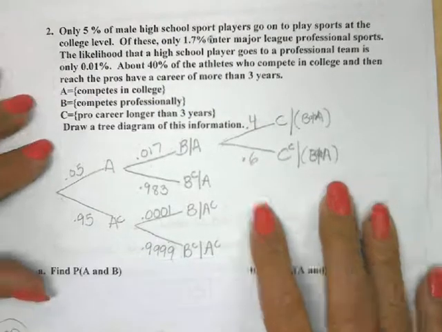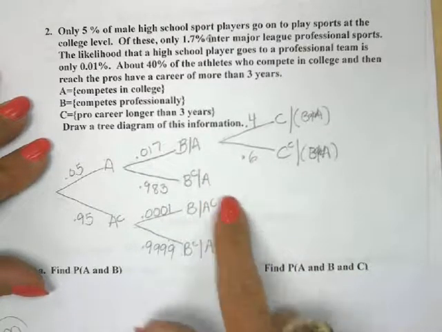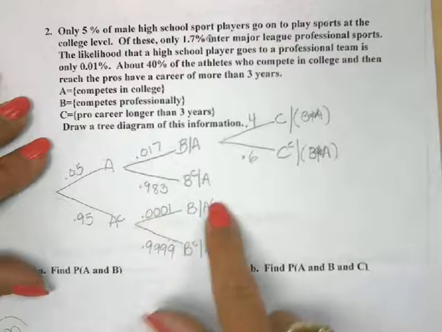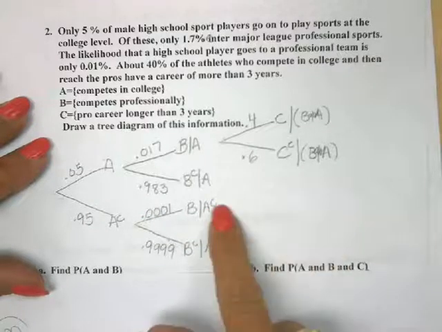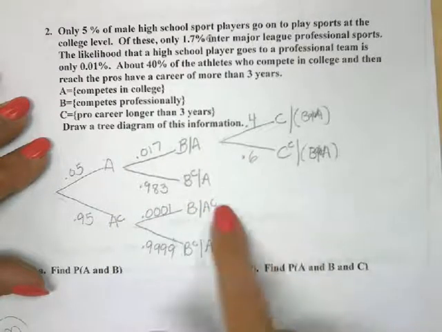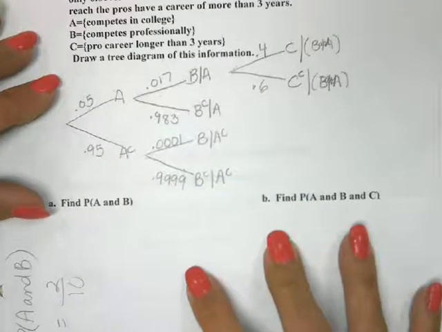So there's our tree. Now, we don't know the information about these. We can't infer anything about what happens to these branches afterwards. So we don't know what the longevity is for someone who didn't play in college but plays professionally. We don't know anything about the length of a career. So let's use our tree to help us answer the questions below.